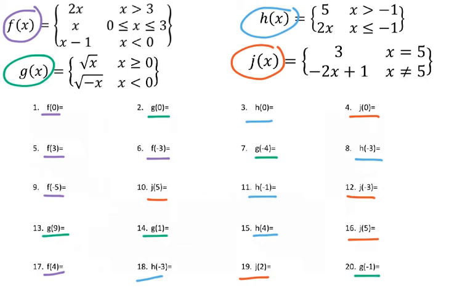So if I look at number 1, it's saying my X is 0. So you're going to look at your restricted domains. Those are the ones on the right. Is X greater than 3? Is 0 greater than 3? Is X between 0 and 3? Is 0 between 0 and 3?